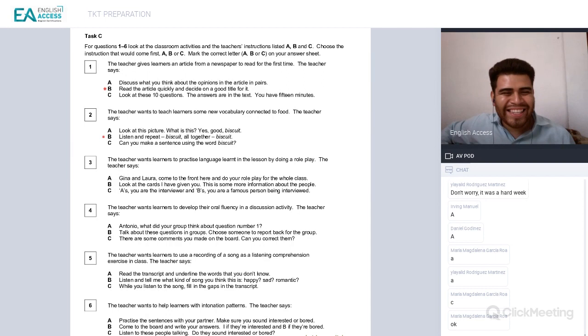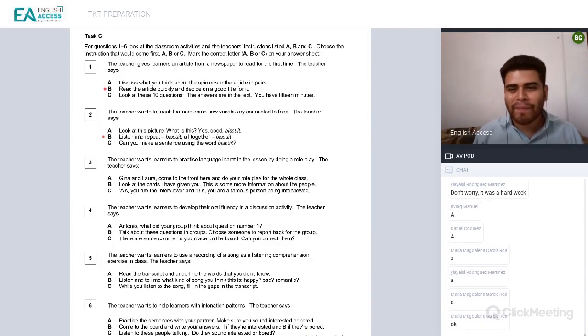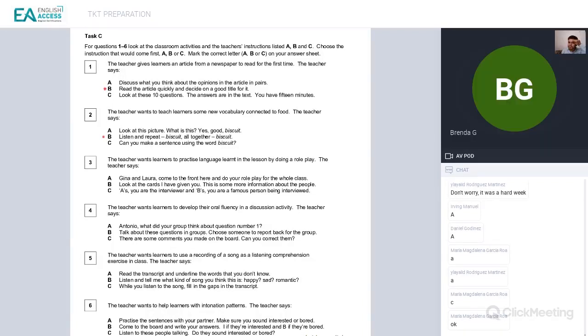Number 3. Learners practice language learned in the lesson by doing a role play. The teacher says, A, Gina and Laura, come to the front here and do your role play for the whole class. B, look at the cards I have given you. This is some more information about the people. C, A, you are the interviewer, and B, you are a famous person being interviewed.